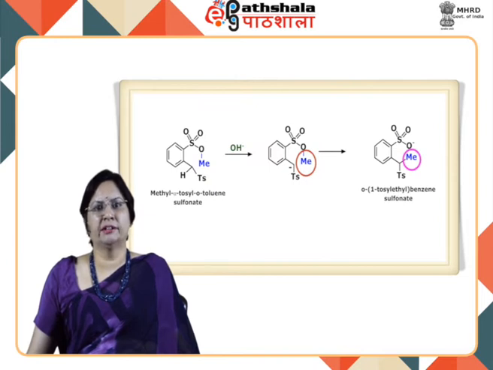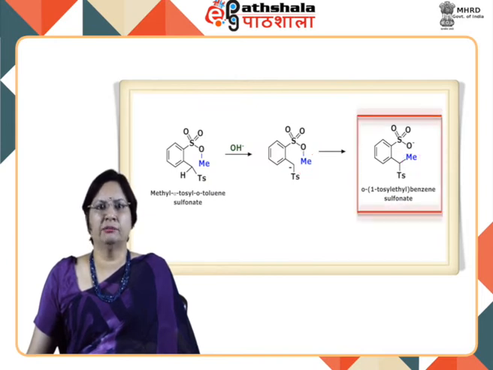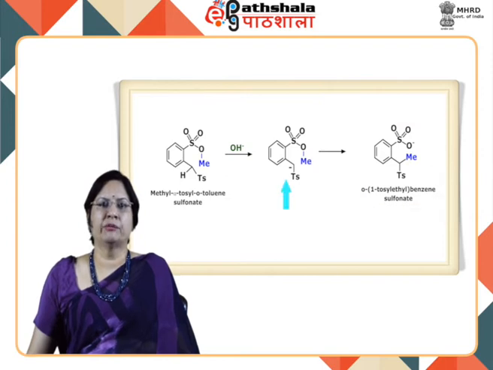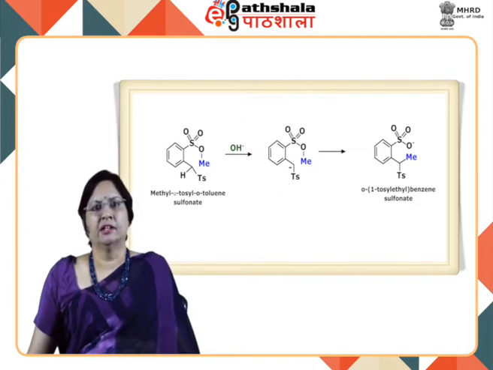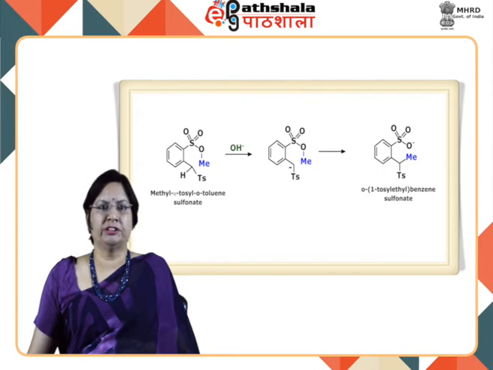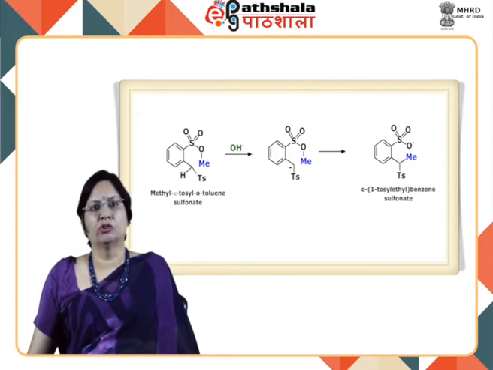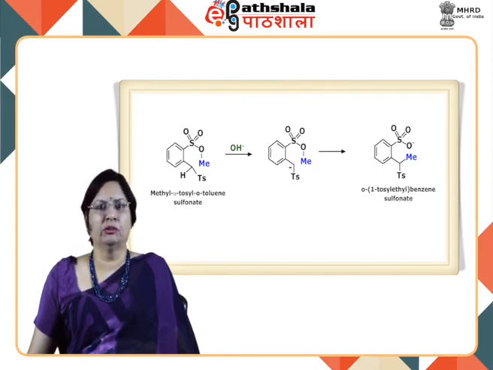So, what we get as a result is O1-tosyl ethyl benzene sulfonate. The carbanion produced here was believed to act as an internal nucleophile and attack the methyl carbon of the sulfonate ester by an intramolecular mechanism. If it is linear, the transition state cannot be achieved, but later the crossover experiments of this reaction showed that the negatively charged carbon attacks the methyl group of another molecule rather than the nearby one in the same molecule.